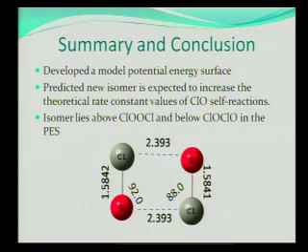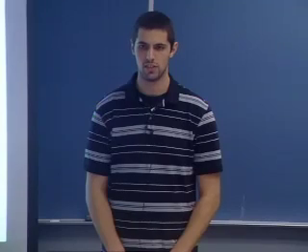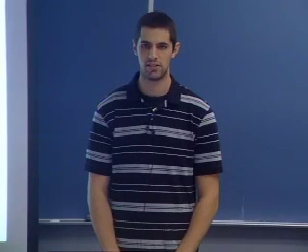The new isomer can increase the theoretical rate constant values of the self-reactions, and it also can be considered the center of the potential energy surface, as it can go to ClO-OOCl or ClO-ClO. And this is important because this can change the way experimentalists run reactions, because now if we give them frequencies of this molecule, they can find the structure in their experiments, and this can completely change the way the potential energy surface is thought of.